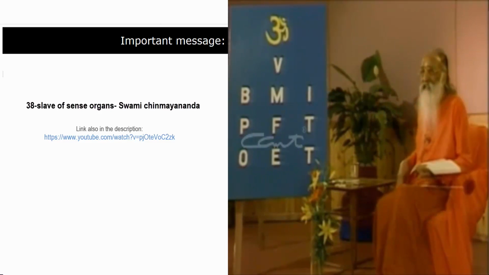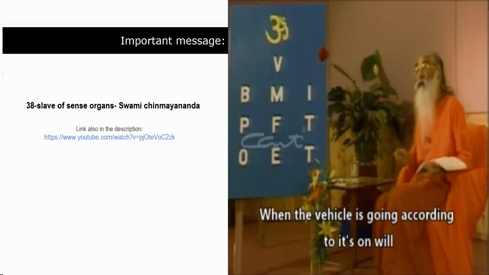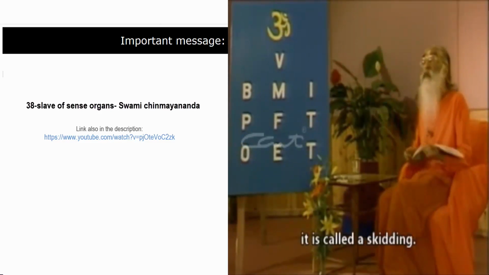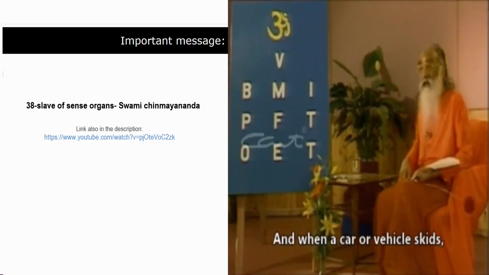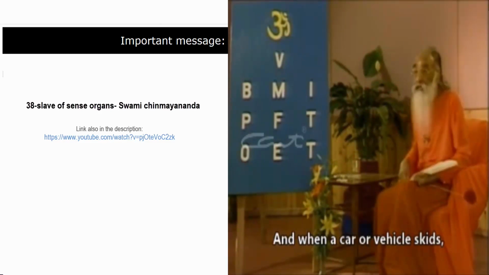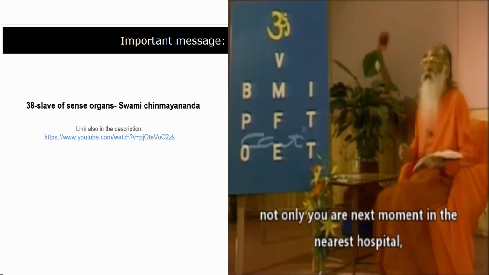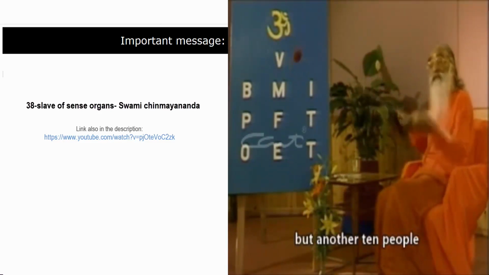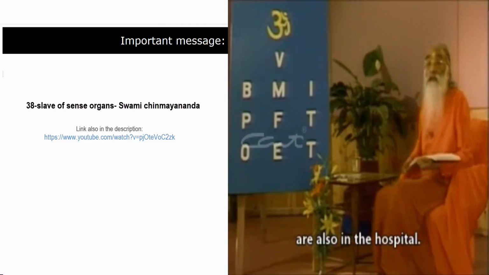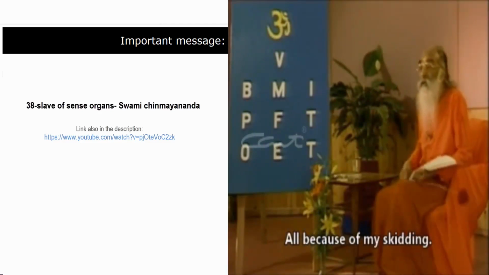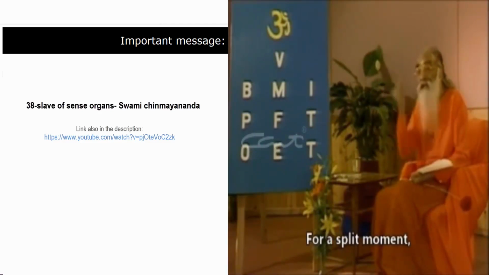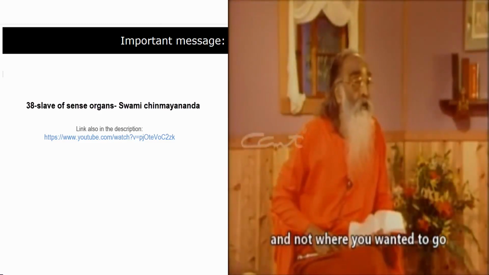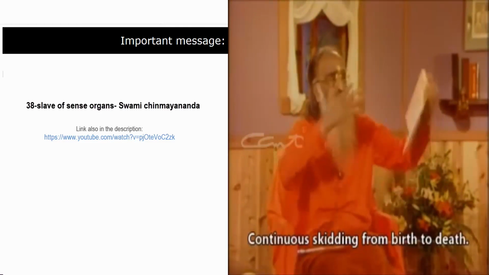When a vehicle is going according to its own will and not where you want it to go, it is called skidding. And when a car or a vehicle skids, not only are you next moment in the nearest hospital, but another 10 people are also in the hospital. All because of my skidding. Why? For a split moment, the car decided where it should go and not where you want it to go. It skidded. Continuous skidding.